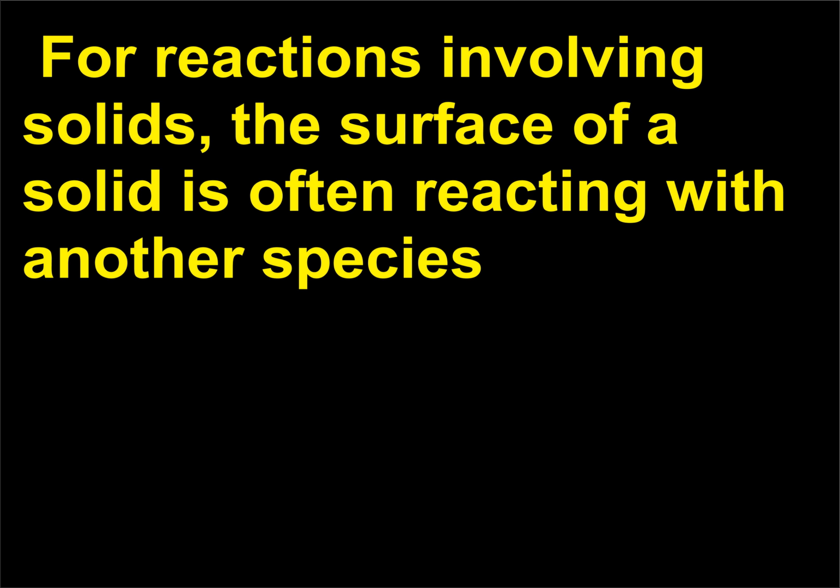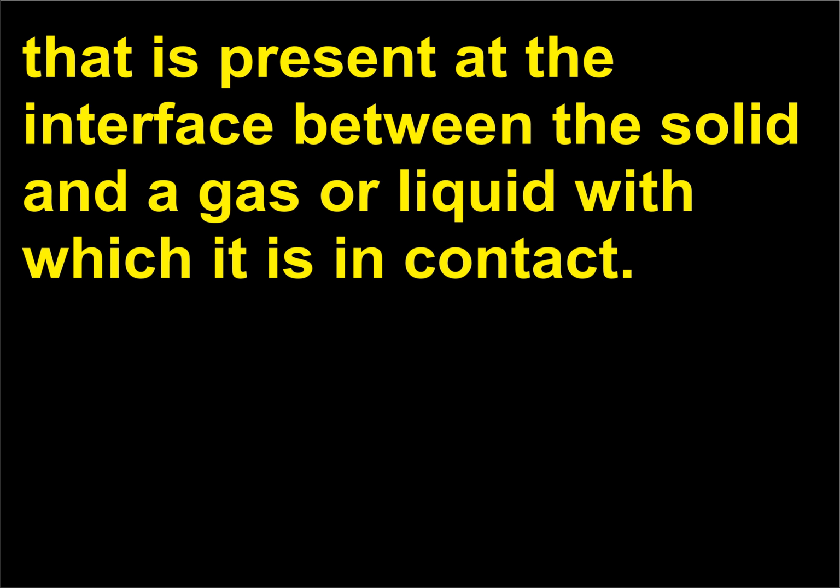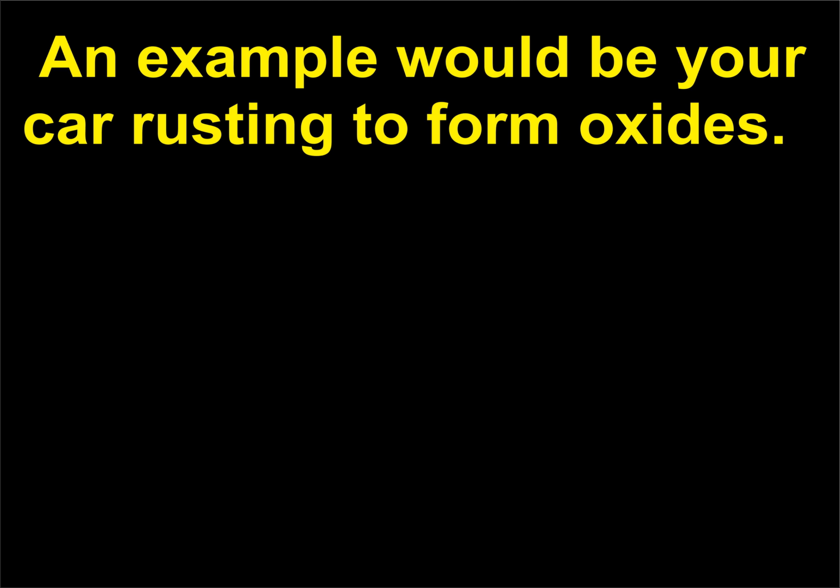For reactions involving solids, the surface of a solid is often reacting with another species that is present at the interface between the solid and a gas or liquid with which it is in contact. An example would be your car rusting to form oxides.